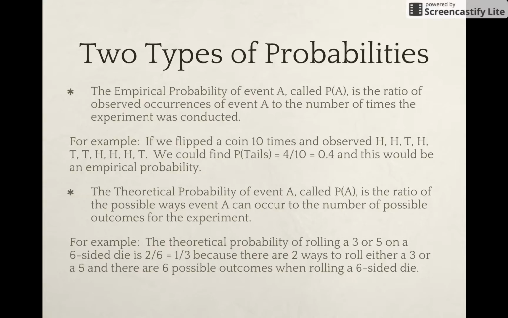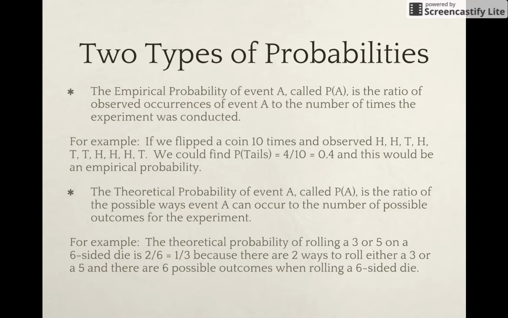Theoretical probability, the notation is the same, so we still use P(A) to represent the probability of event A. And it is also defined very similarly, except with theoretical probability, we don't have any observed occurrences. We're simply talking about how they could occur. So our ratio is the ratio of the possible ways event A can occur to the number of possible outcomes for the experiment.